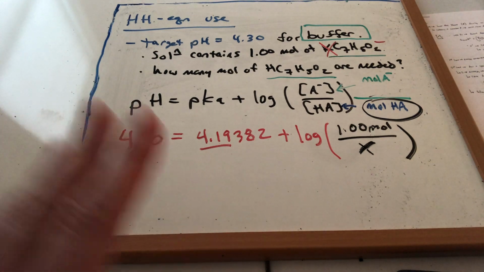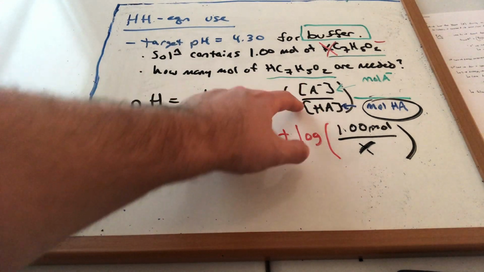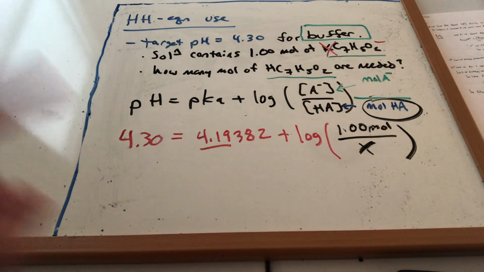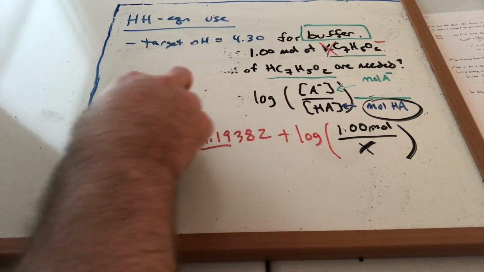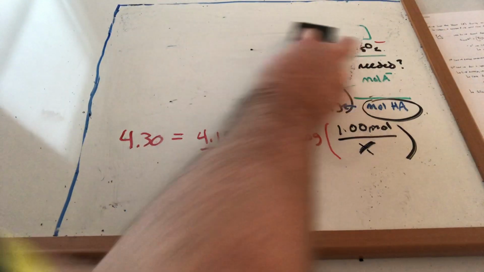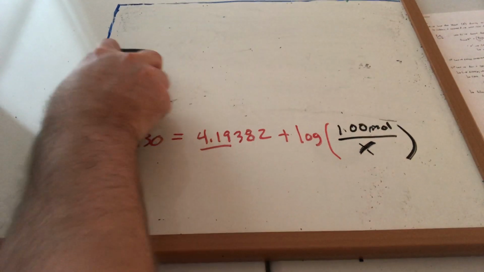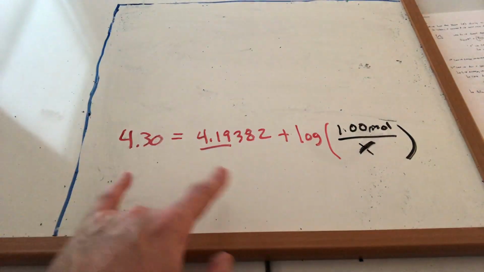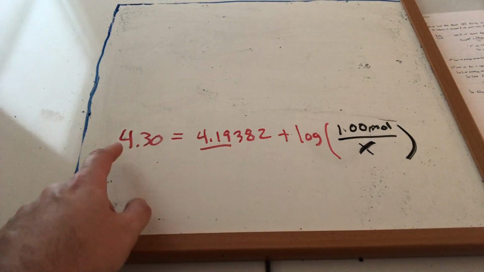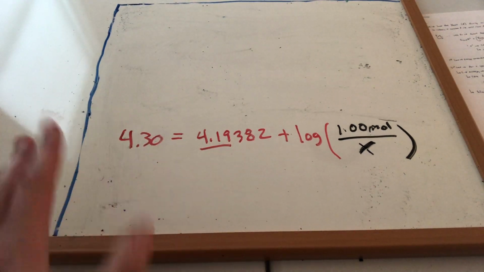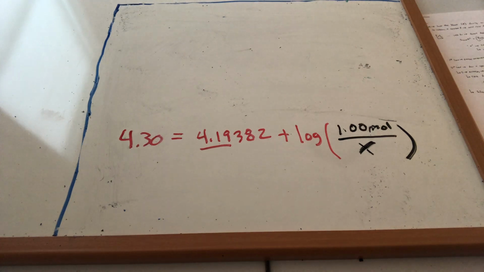Every buffer problem is the same. You analyze it and you find where the unknown is, you set it up, and then you do the math. There's a couple things mathematically you want to pay attention to when you enact simplifications for this equation. Sometimes you have to undo a log, and there are other times you have to undo a p, like from a pKa or a pH. Just make sure you understand what you're undoing as you do the math, okay?